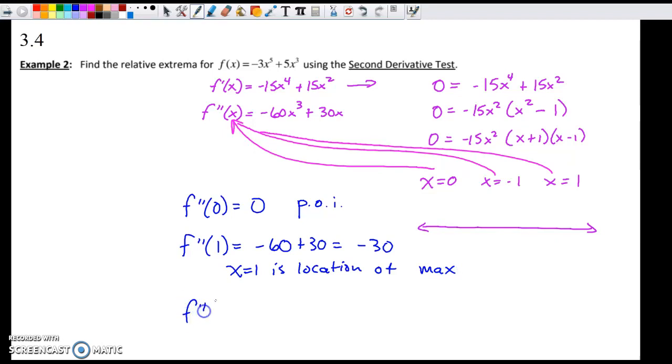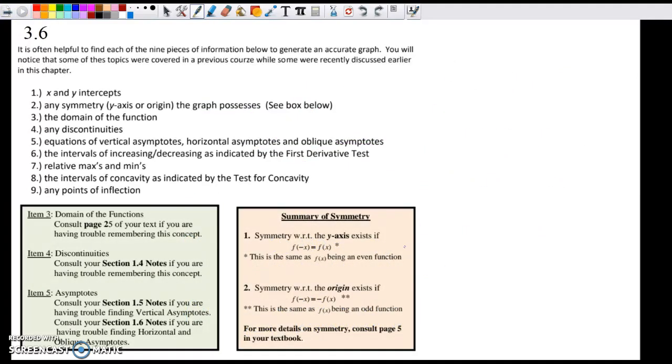Okay, if I do negative 1, it's going to be positive 60 plus 30, because negative 1 cubed is negative 1 times negative 60 is positive 60. That means I have positive 90. So that means x equals negative 1 is the location of a min. Think about why that is. Second derivative is positive, up like a cup. Second derivative is negative, down like a frown. That's the second derivative test.